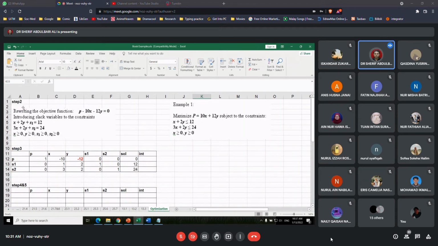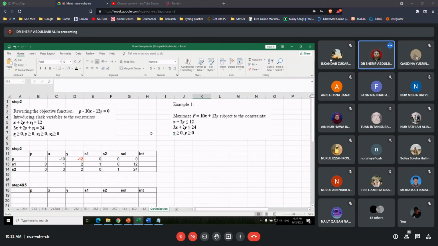This is the example. T is equal to 10x plus 12y, and this is your constraint. You need to convert it to a linear programming standard form. So your objective function will be p minus 10x minus 12y. You need to write this one, by the way, because when you write those things in the exam, you get 1 mark each. So if you have 3 equations in here, you get 3 marks. If you don't write these things in here, 3 marks are gone. So p minus 10x minus 12y is equal to 0.